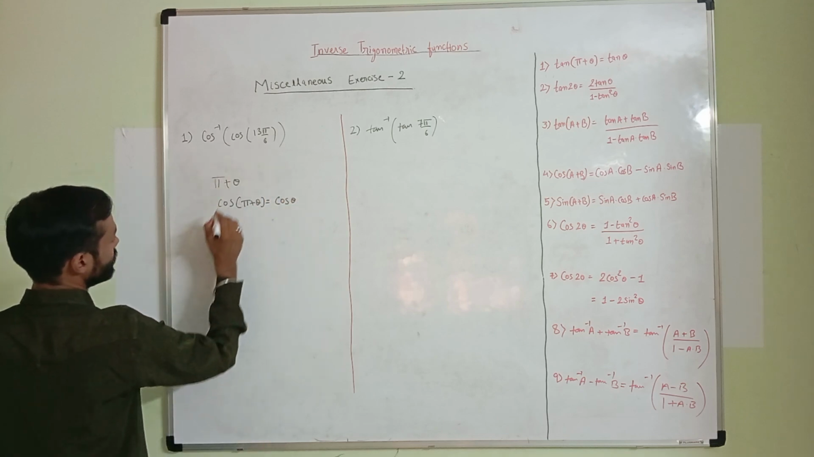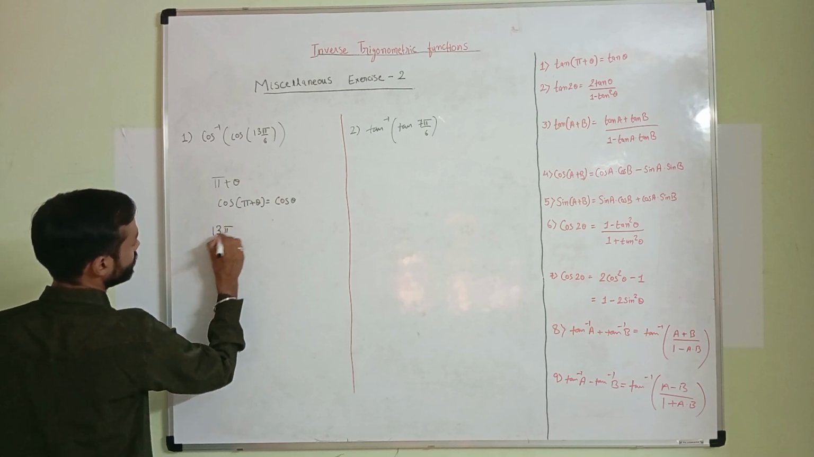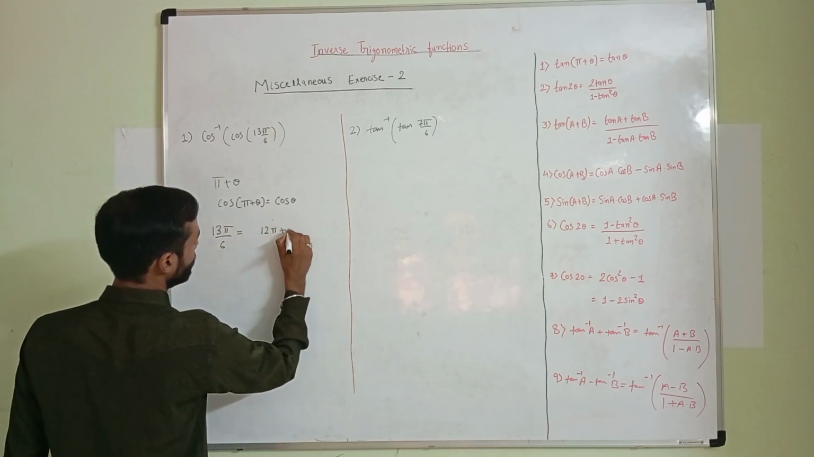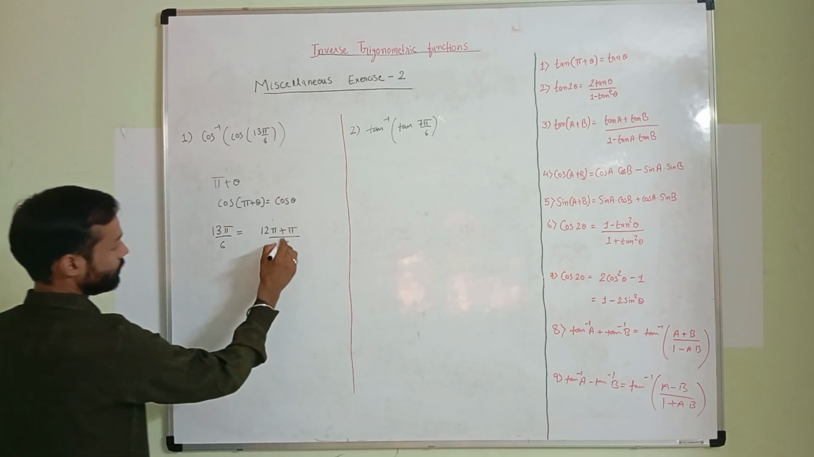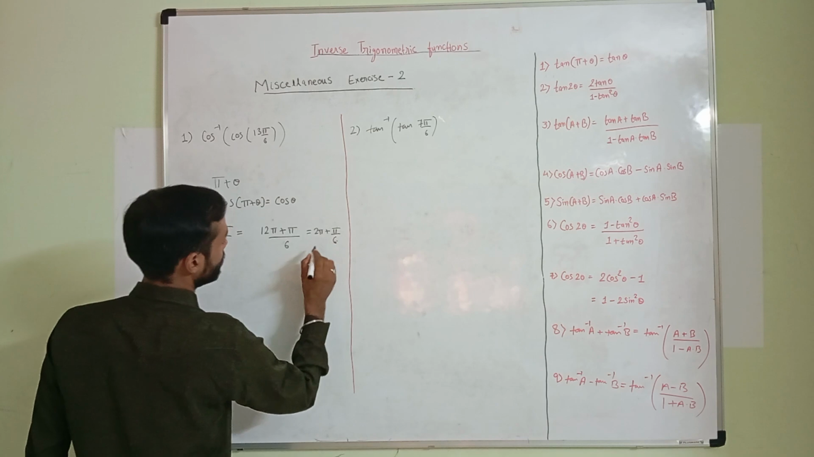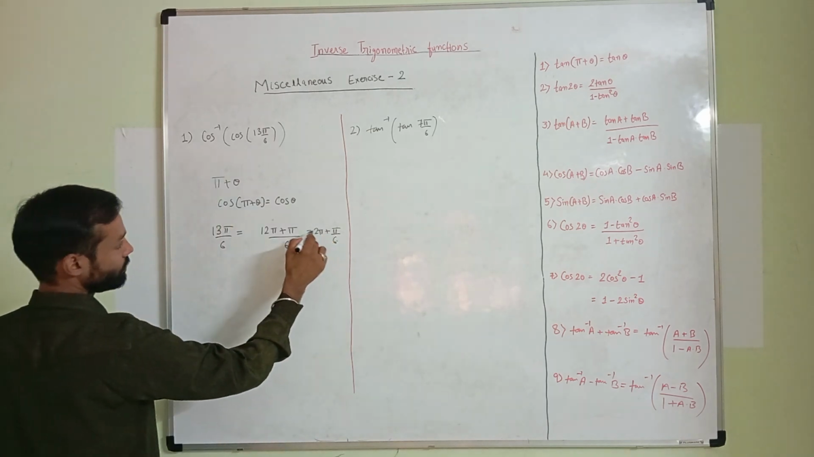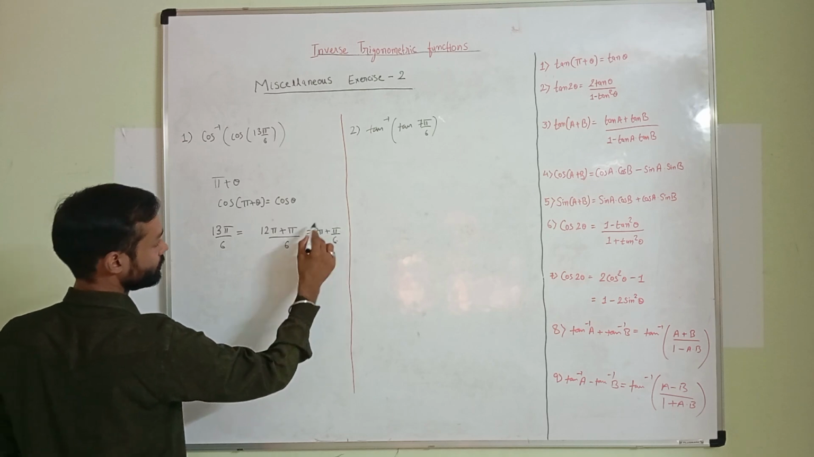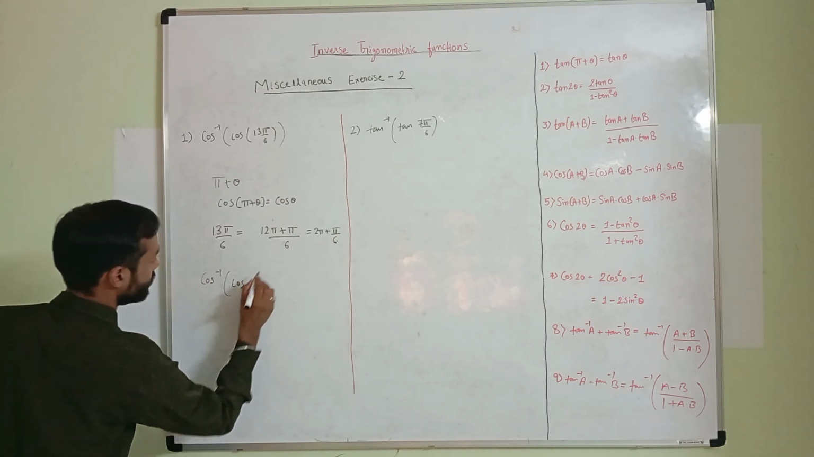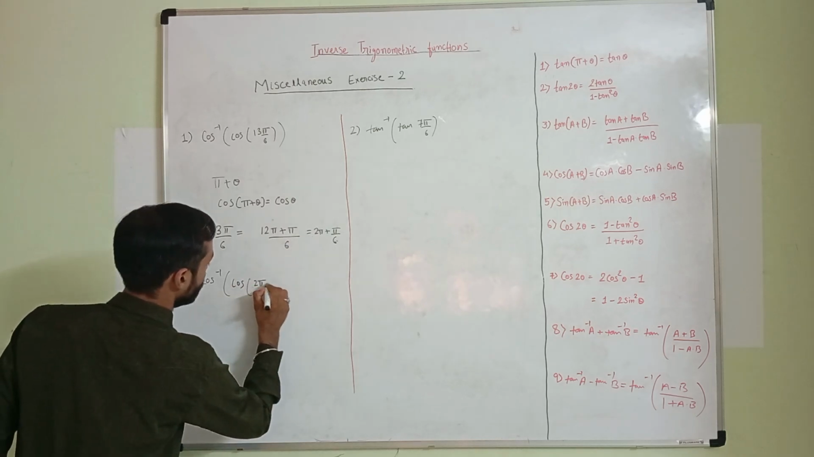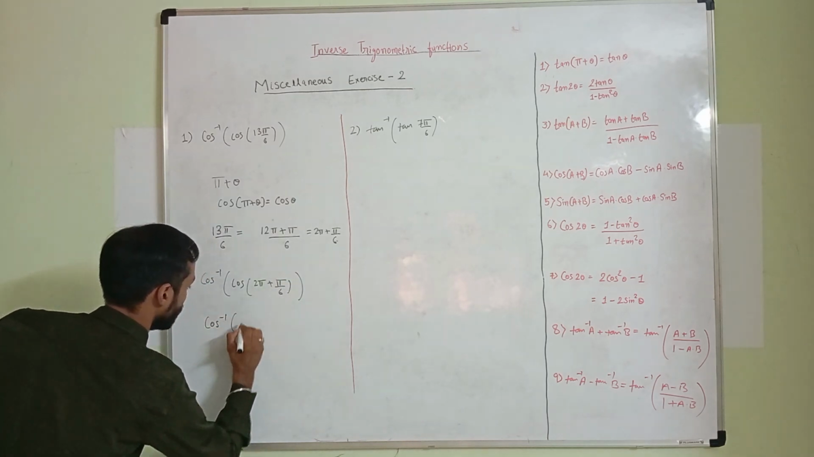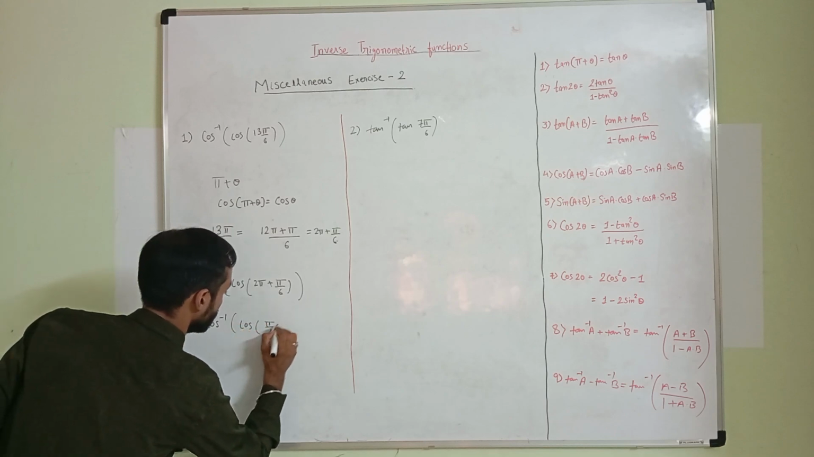So first of all, for this 13 pi by 6, we can write it like 12 pi plus pi by 6. So this will be 2 pi plus pi by 6. Now it is in the form of cos of 2 pi plus theta. So we can write cos of 2 pi plus pi by 6 equals cos pi by 6. So we will get cos inverse of cos of 2 pi plus pi by 6, so it will be cos inverse of cos pi by 6.